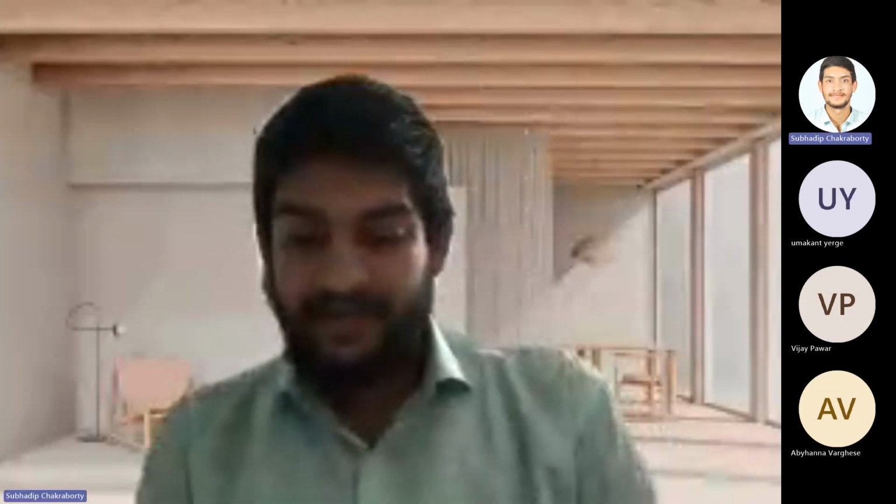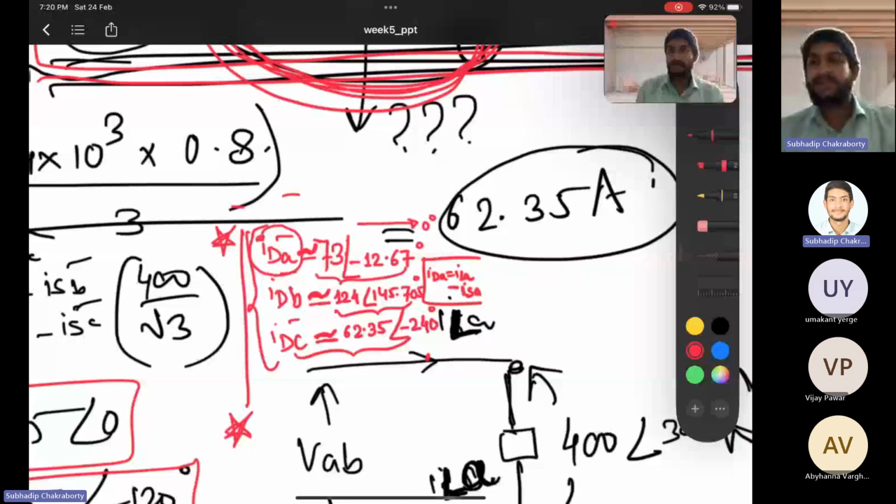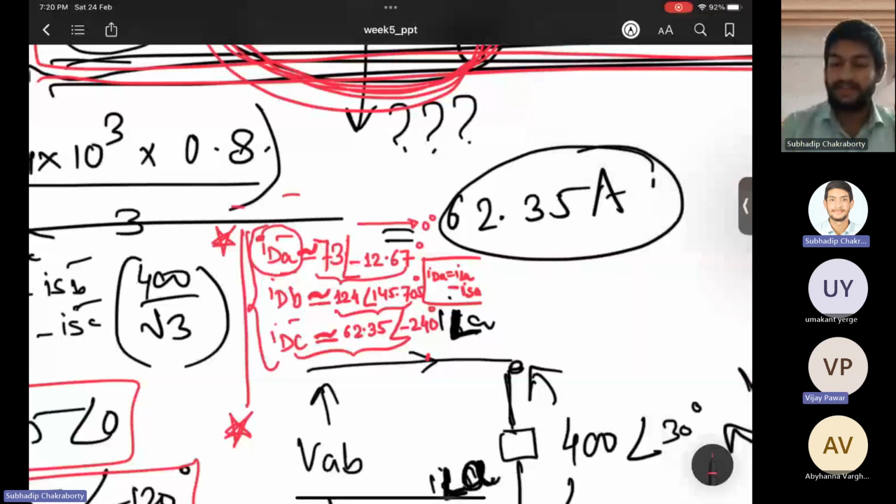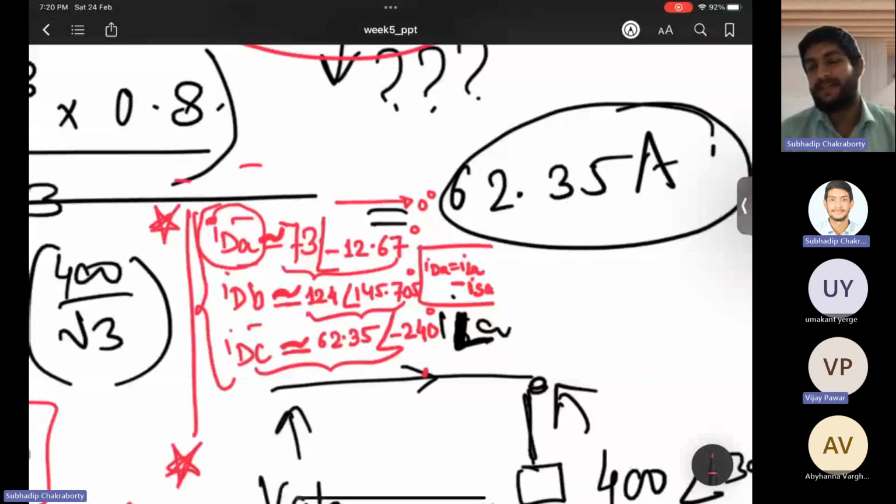So what I was telling, by seeing these currents, just tell me what it is inferring: is the DSTATCOM injecting only reactive power? As we just discussed at the starting, since it's only power factor correction, it will only inject reactive power, and for load balancing, it will just adjust itself. But we see that the DSTATCOM is also pushing active power. Why is it happening so? Anyone?